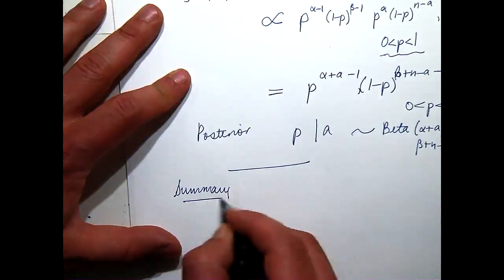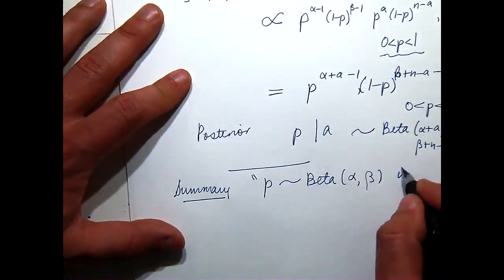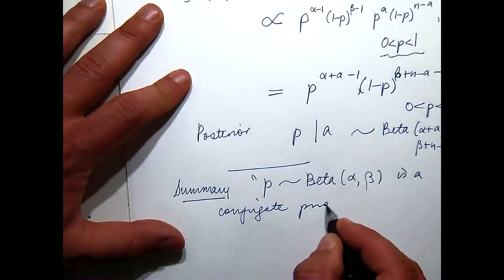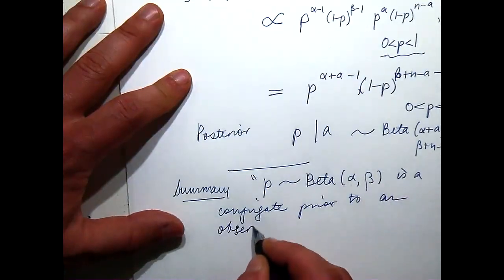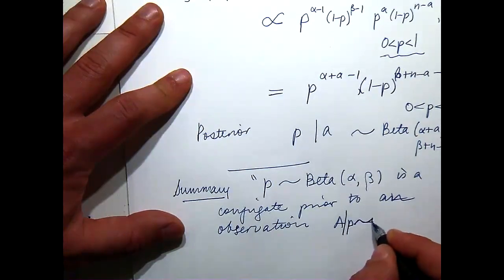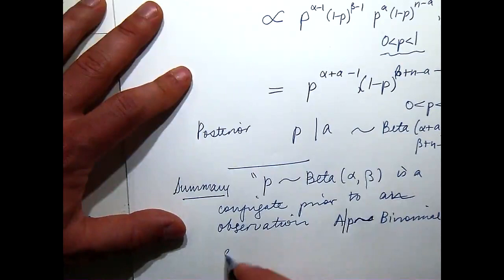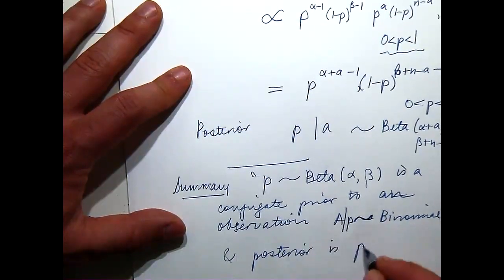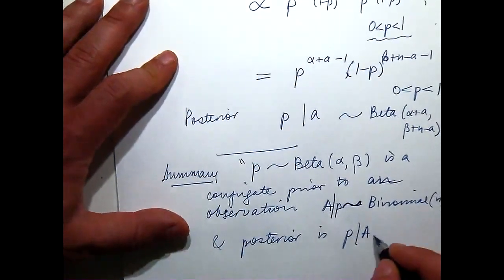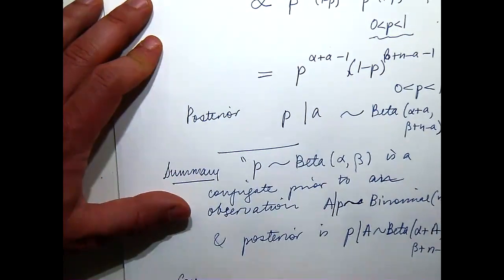So we've proved that. The summary is: p, which is beta with parameters alpha and beta, and of course it's a whole family, alpha and beta is a whole family, is a conjugate prior to an observation, or an experiment, A, which has distribution, because we're doing Bayesian, we tend to say A given p has an observation distribution binomial n, p. It has a conjugate prior, and the posterior, p given A, is beta alpha plus A, beta plus n minus A. Now, what is the meaning of the conjugate prior?